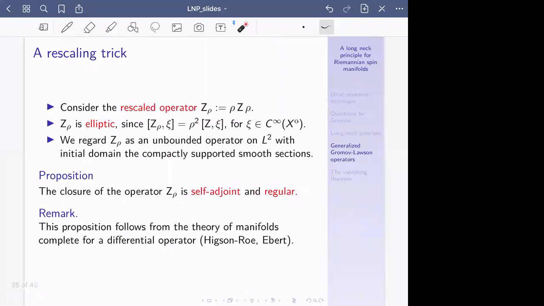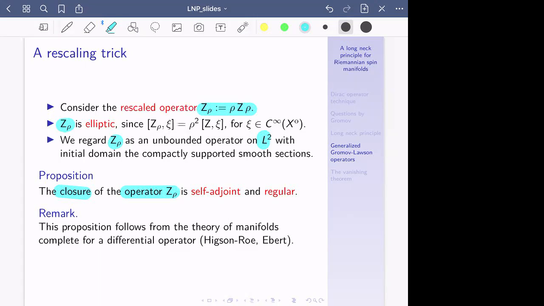And then I want to consider the rescaled operator D rho, which is defined just as rho D rho. Notice that D rho is an elliptic differential operator of order one. And again, we regard D rho as an unbounded operator on L2 with initial domain the compactly supported smooth sections. And now the main proposition here is that the closure of the operator D rho has the wanted analytic properties. In other words, the closure is a regular self-adjoint unbounded operator.